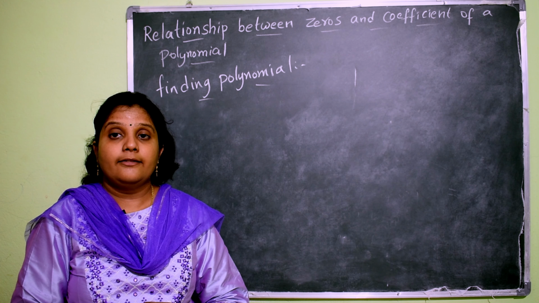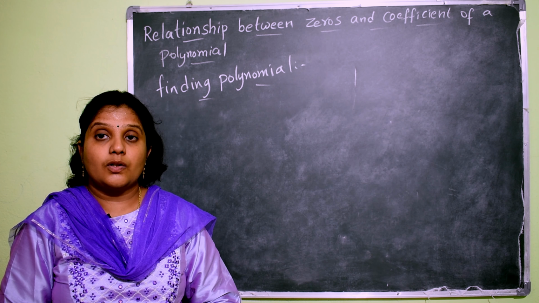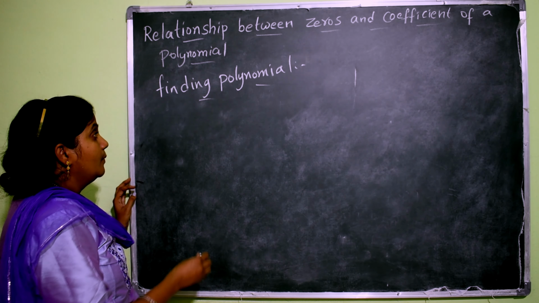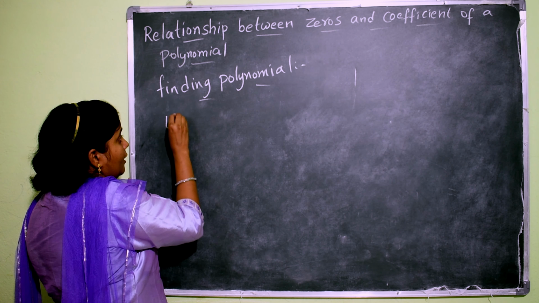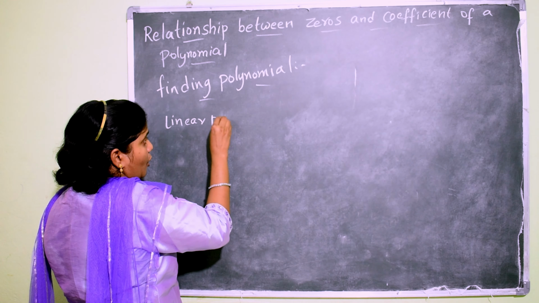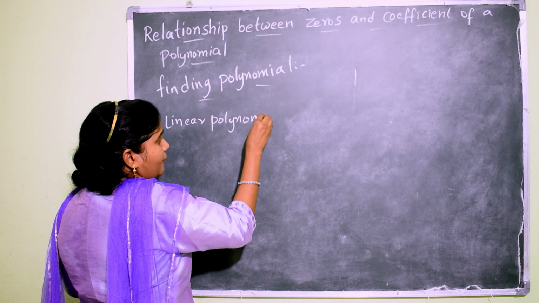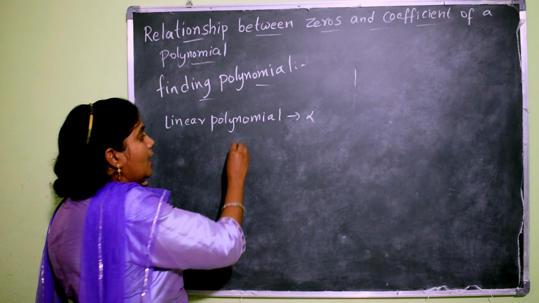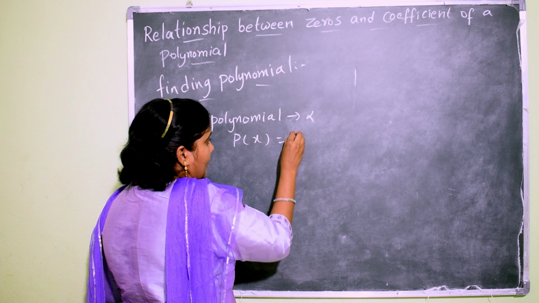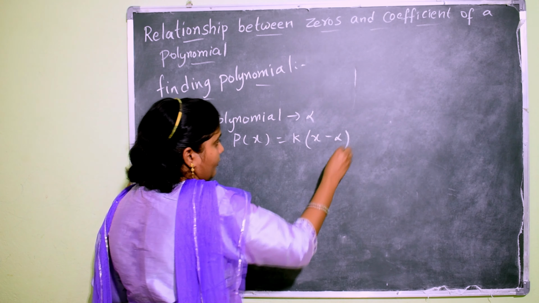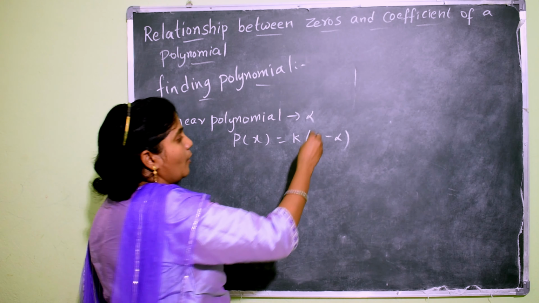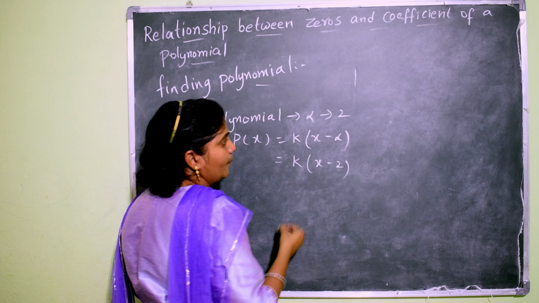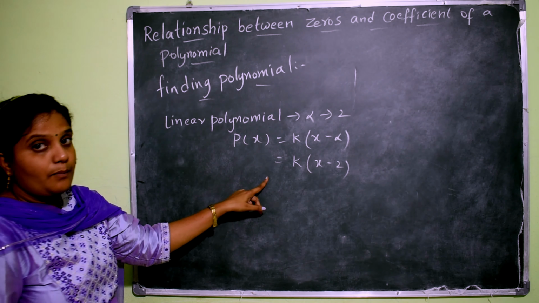Now we will discuss how to find the polynomial if alpha and beta are known. Okay. So now we need to find the polynomial. So if alpha or alpha beta are known, how to find the polynomial? So here for linear polynomial, if alpha is known, then how can we write the polynomial? P of x is equal to k into x minus alpha. Suppose alpha, that is the zero of the polynomial, is 2. So how can we write it? k of x minus 2. Okay. So that is the polynomial.